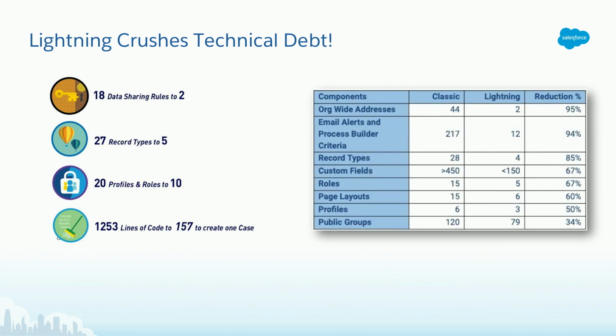Another one that was volunteered to me: 95% reduction in org-wide email addresses, 4% reduction in email alerts, record types reductions, roles and page layout reductions, 50% profile reductions. This is crazy. These were companies that didn't necessarily set out to do a technical debt project. They actually set out to do a Lightning implementation or a Lightning migration project, and they actually crushed their technical debt as part of it.